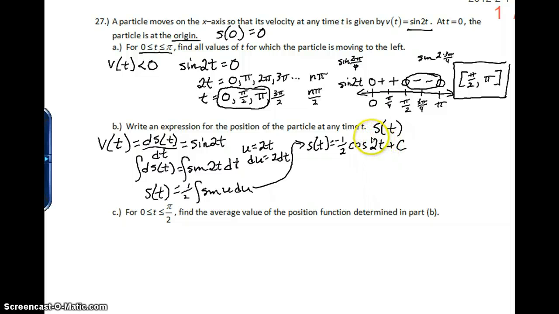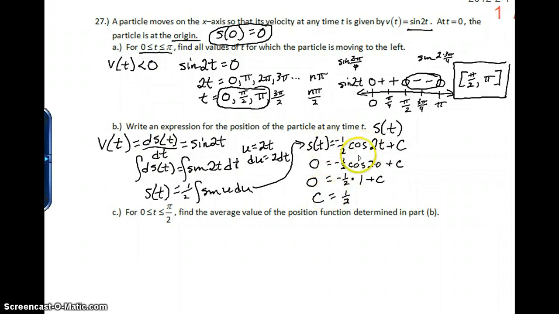Now comes the important part that we discussed in the first part, that s of 0 is 0. So that means I want to plug in 0 for t and 0 for s of t. So I have 0 equals negative 1/2 cosine of 2 times 0 plus c. 2 times 0 is 0. So negative 1/2 times the cosine of 0. What is the cosine of 0? Cosine of 0 is 1, plus c. So now negative 1/2 times 1 is negative 1/2. Add 1/2 to both sides, and I get c is equal to positive 1/2.